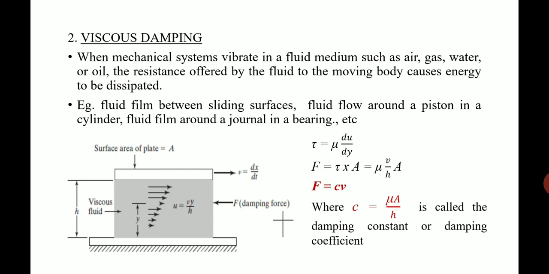So in this case, we are analyzing the situation by using Newton's law of viscosity, where it suggests that shear stress is directly proportional to shear strain, or shear stress is directly proportional to rate of change or the velocity gradient. F is equal to tau into A, and by substituting the value of tau, you get mu into v by h into A. So finally you get F is equal to c into v, where c is equal to mu into A divided by h, and c is termed as a damping constant or damping coefficient.